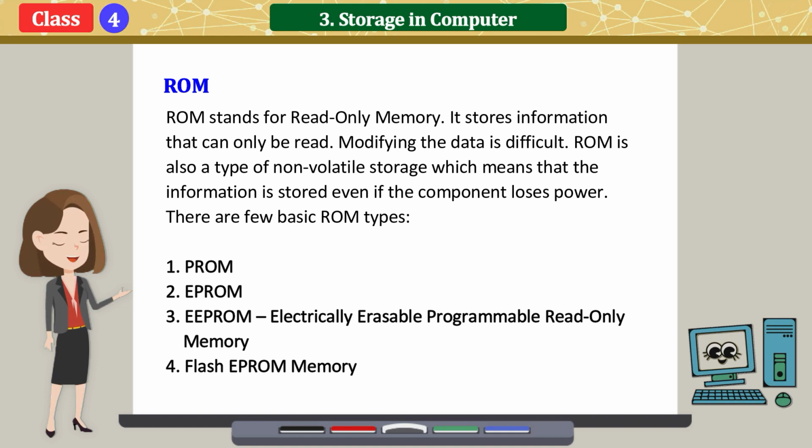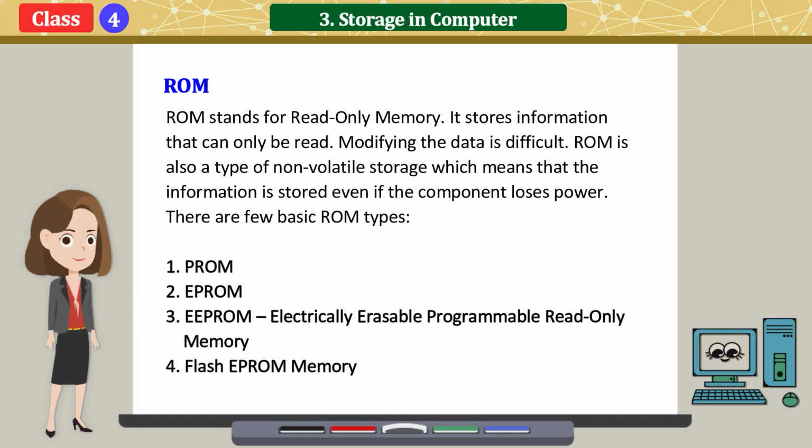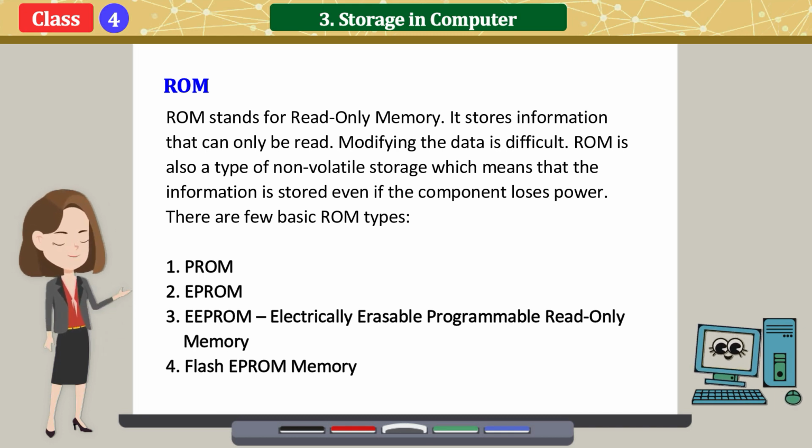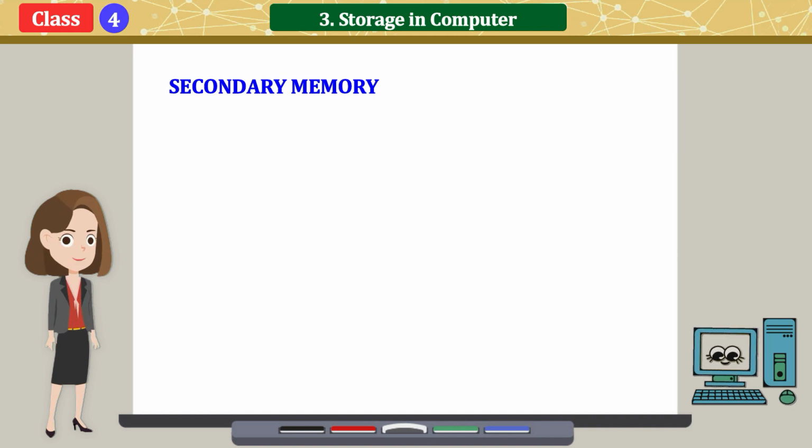There are a few basic ROM types: 1. PROM. 2. EPROM. 3. EEPROM, electrically erasable programmable read-only memory. 4. Flash EPROM memory. Secondary memory.